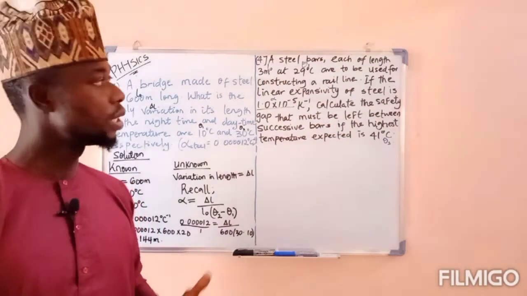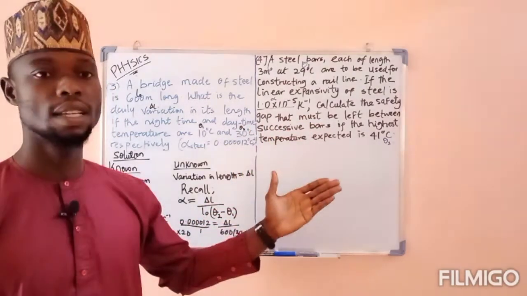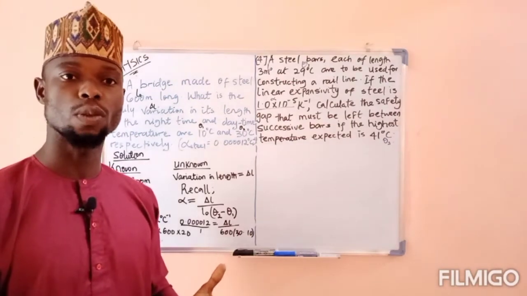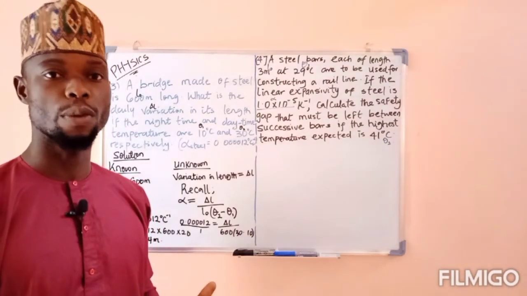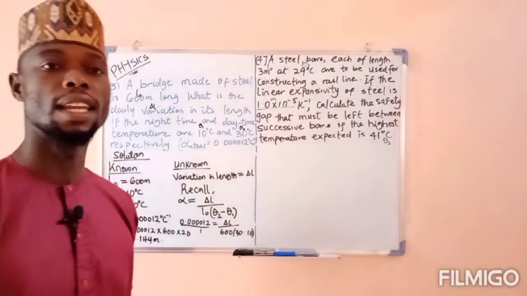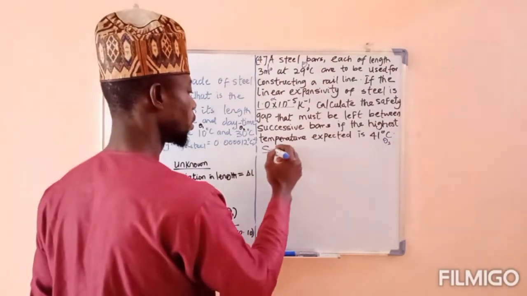along the line. So the essence of putting the safety gap is to create allowances that will prevent such consequences as derailing. Are we together? So that safety gap is nothing but the change in length. So, solution.